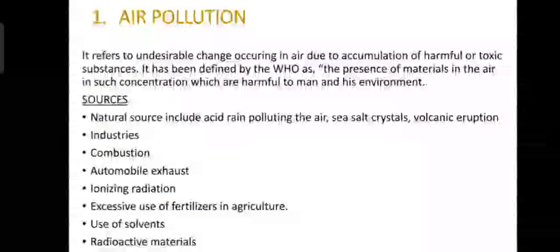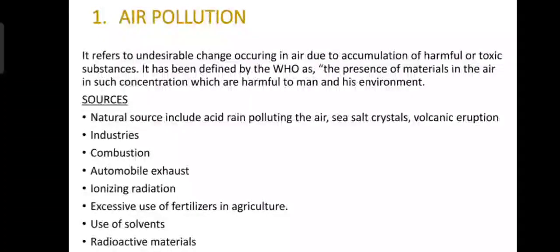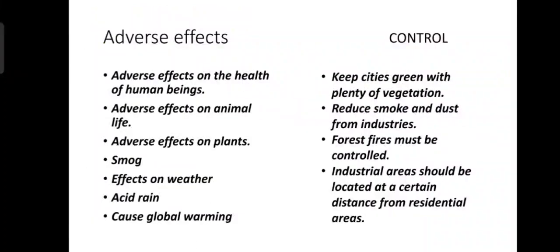It refers to undesirable change occurring in air due to accumulation of harmful or toxic substances, and sources are industries, combustion, ionizing radiation, excessive use of fertilizers in agriculture, use of solvents, radioactive materials. Adverse effects: on health of human beings, on animal life, on plants, smoke, and weather. Acid rain causes global warming.